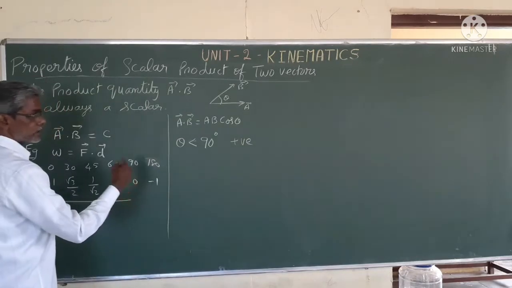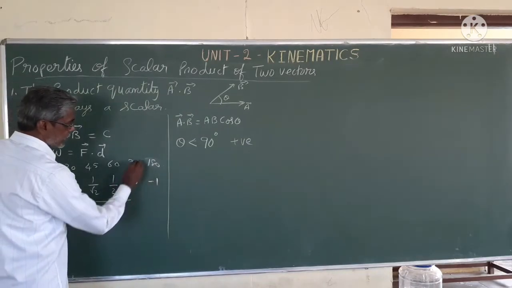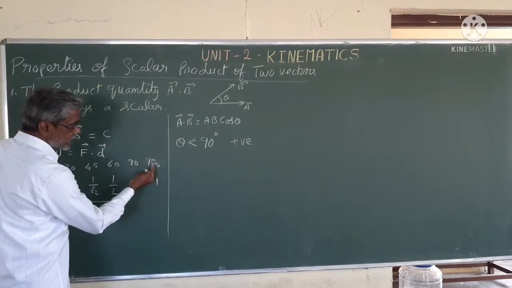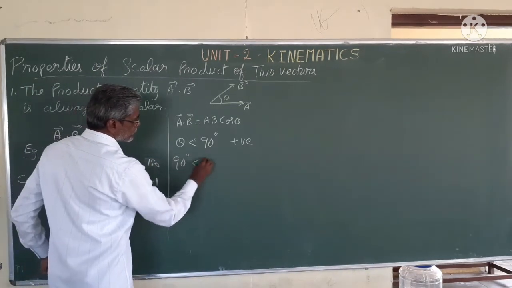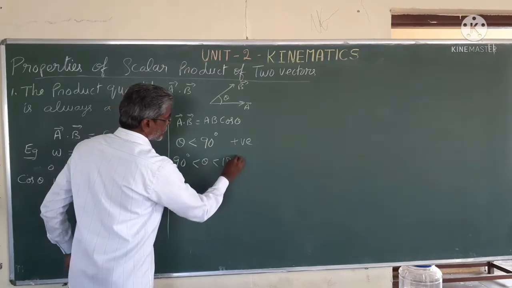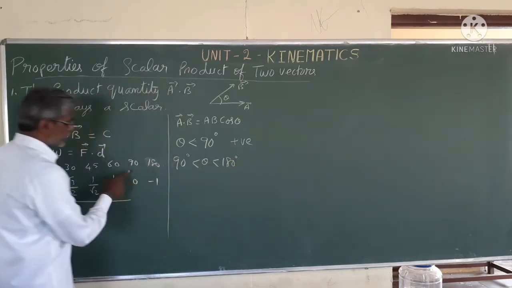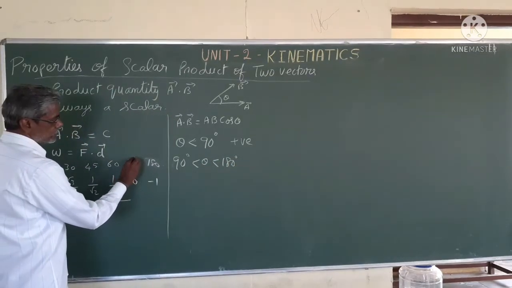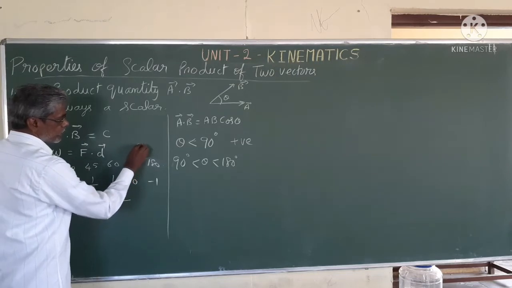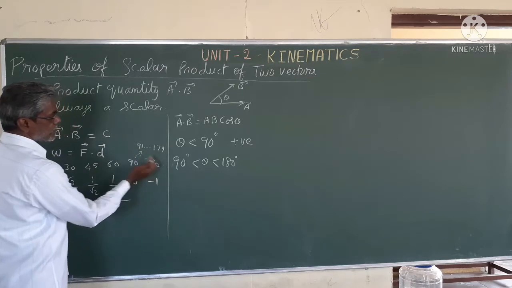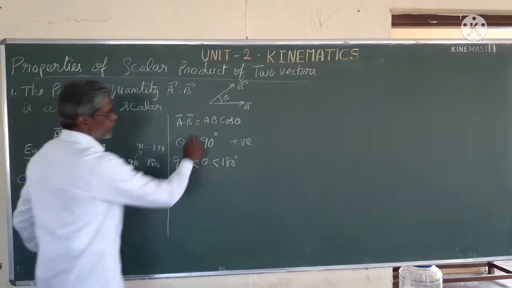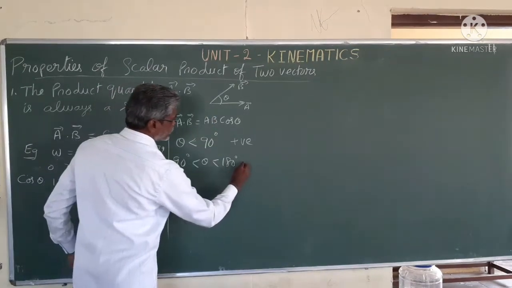If theta is greater than 90 degrees, that is from 91 and up to 179, that is less than 180 degrees, then my result will be what? Negative.